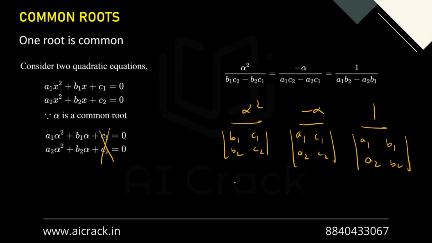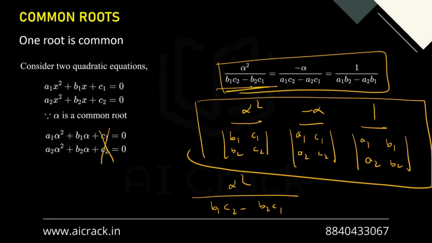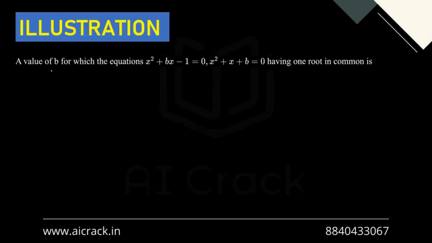Now if you open up this one, we'll be getting alpha square upon b1 c2 minus b2 c1, right? Same as this one, b1 c2 minus b2 c1. So this you have to remember. This is a basic shortcut method to remember this particular condition, or else you might forget whether b2 c1 or b1 c2 is coming first or later. So we have devised this shortcut condition. Okay. And now let us solve this problem.